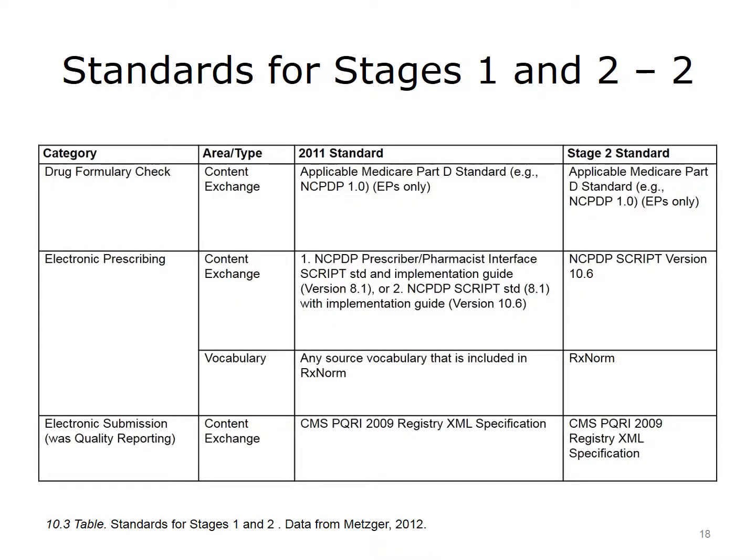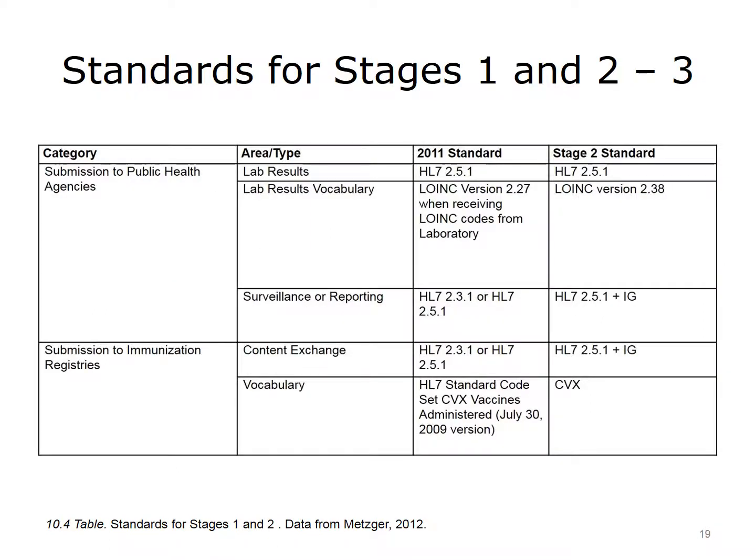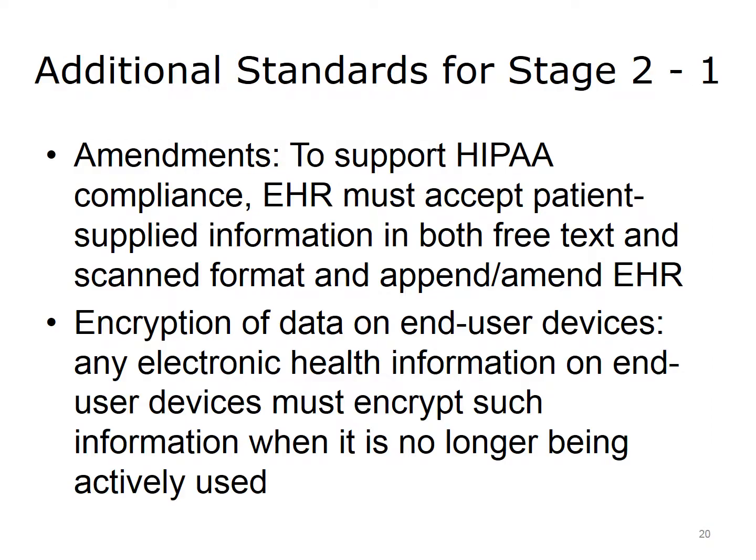Some of the prescribing functions use standards such as NCPDP and RxNorm. The electronic submission for quality reporting required certain formats from CMS. There were also standards required for various public health functions, whether lab results, surveillance, or immunization registry reporting. For these, various versions of HL7 were required. There were additional standards for Stage 2.